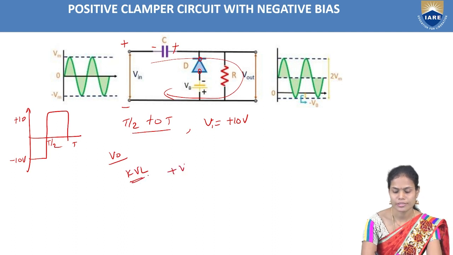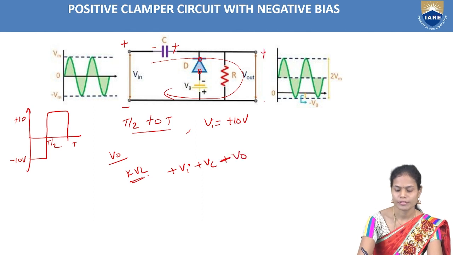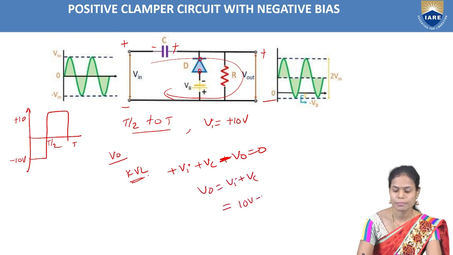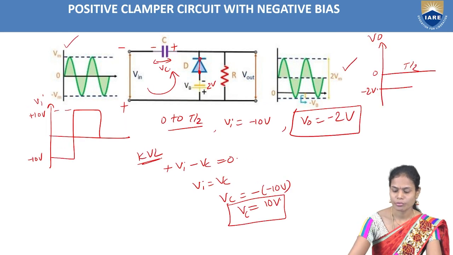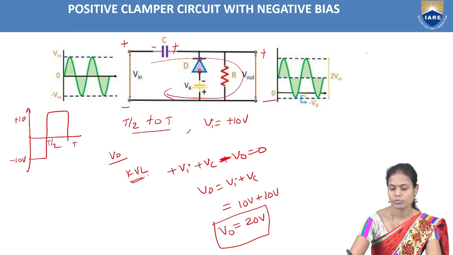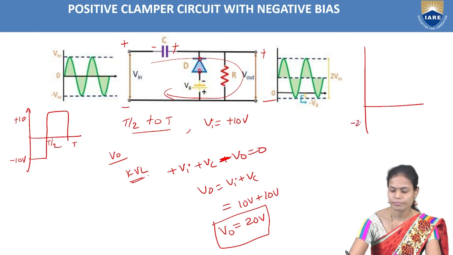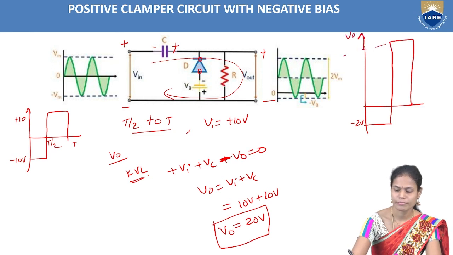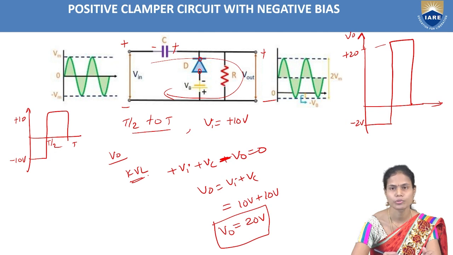So we will get plus VI plus VC minus V naught is equal to 0. So V naught equals VI plus VC. Input voltage is 10 volts plus capacitor voltage is also 10 volts. So the total voltage is 20 volts. So the overall output voltage is from 0 to T by 2, it was minus 2 volts. And T by 2 to T, it is 20 volts. So total value we got here is the same. If we compare the input and output waveforms, both the voltages are the same.